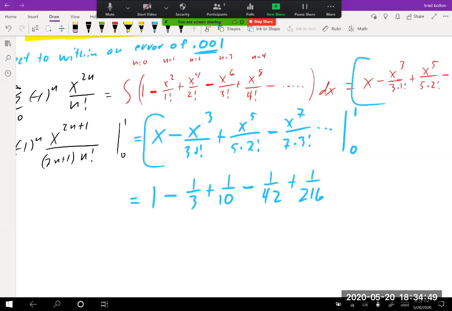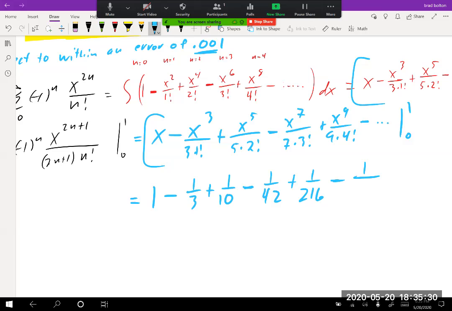I think that would be, wait. So this is x equals 1, 3, 5, 7, 9. So let's go one more. I'll add another term to this, plus x to the 9th over 9 times 4 factorial, minus 0 to 1. And then this will be 1 over 9 times 4 factorial. So 9 times 4 times 3 times 2, so we get 216.